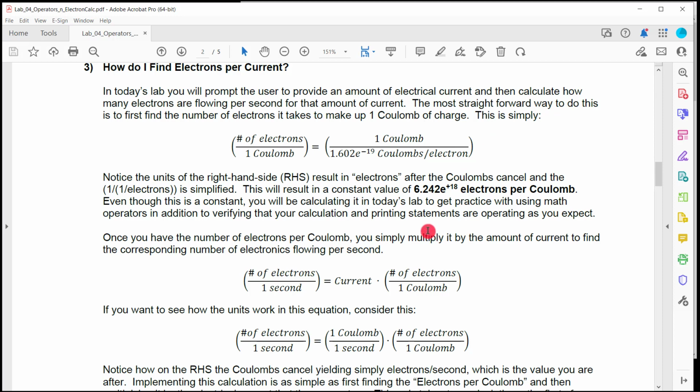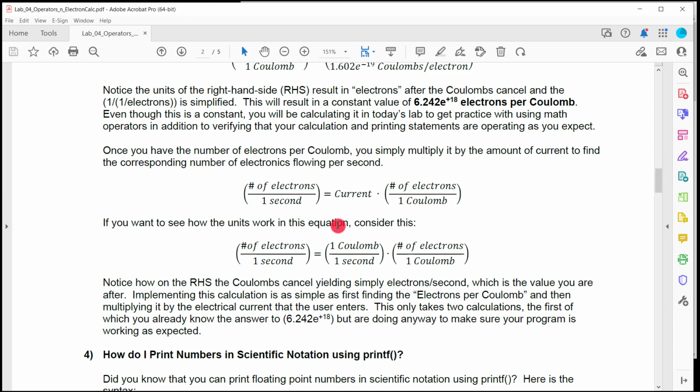And this is actually a constant value. It's pretty simple. It's just 1 over 1.602 times 10 to the negative 19th. And it's 6.242 times 10 to the positive 18 electrons per coulomb. So it's a lot.